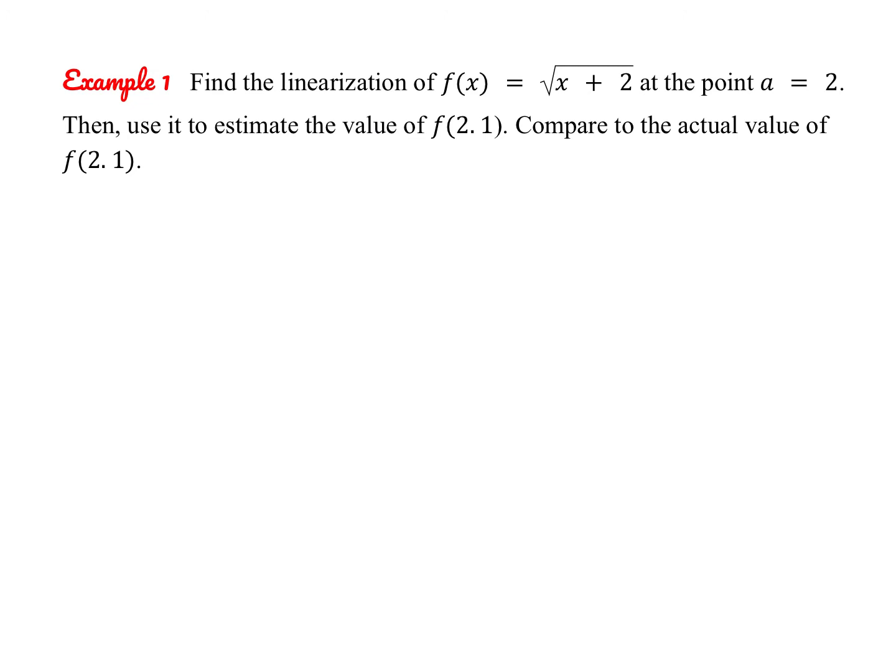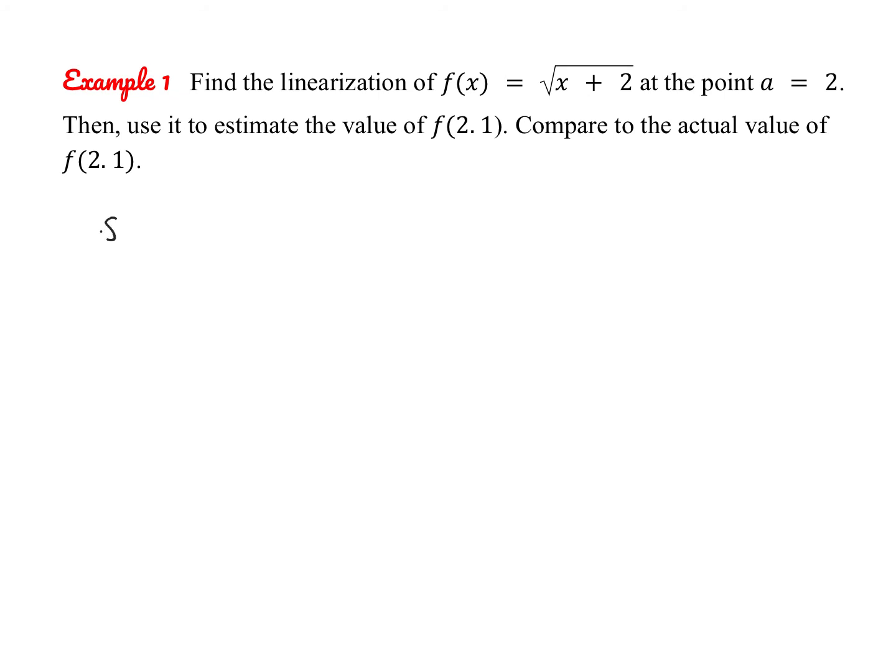All right, let's try one together. So we're going to find the linearization of this function, f of x, at the point a equals 2, and then we're going to use it to get an approximation for f of 2.1. So again, the linearization is really just the equation of our tangent line at that point of intersection.